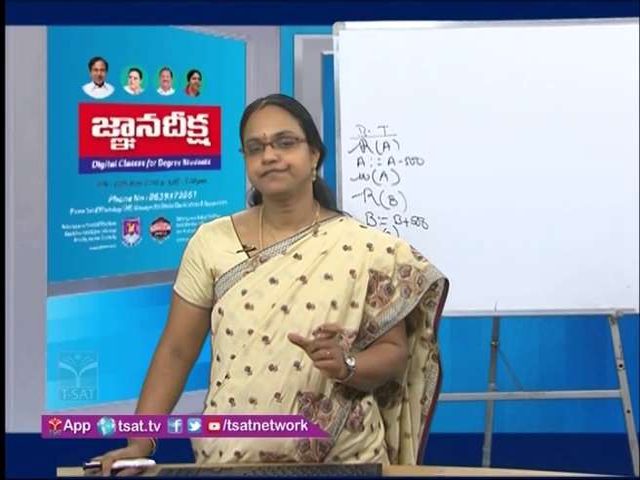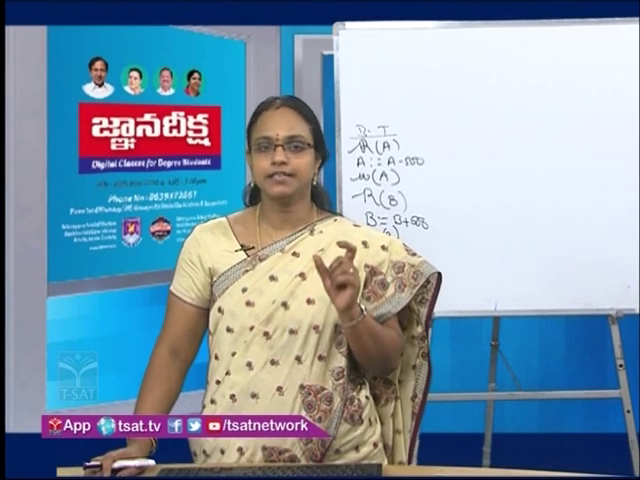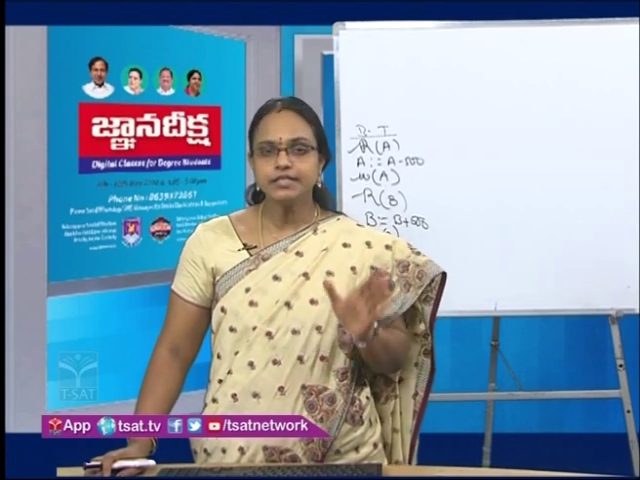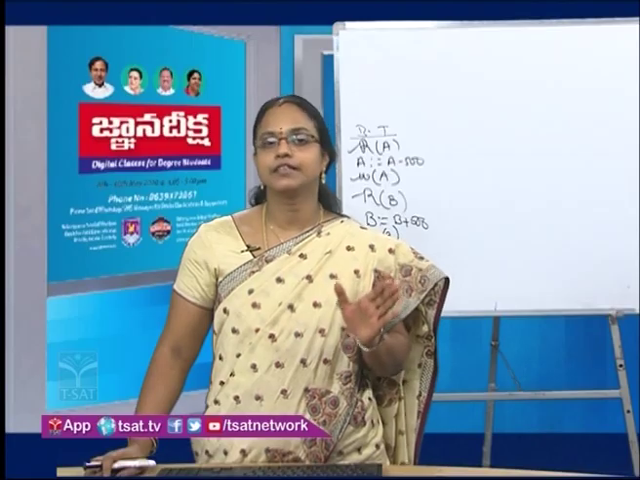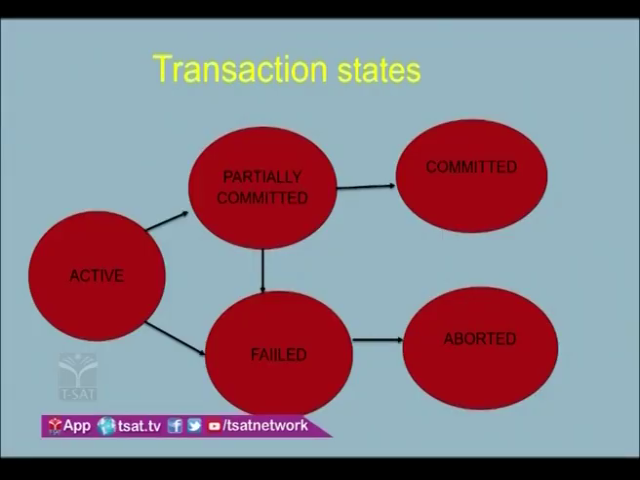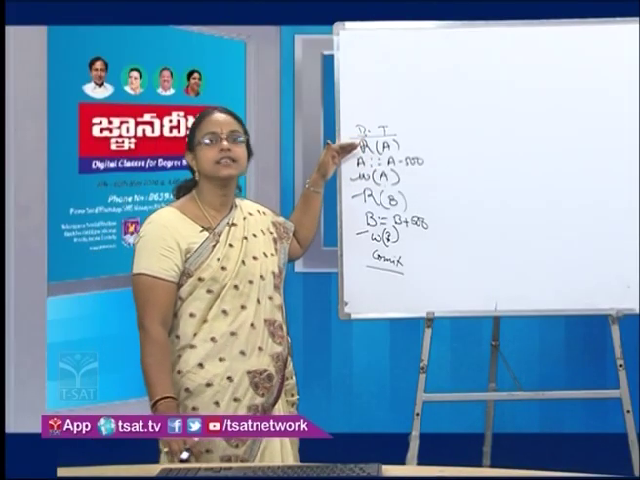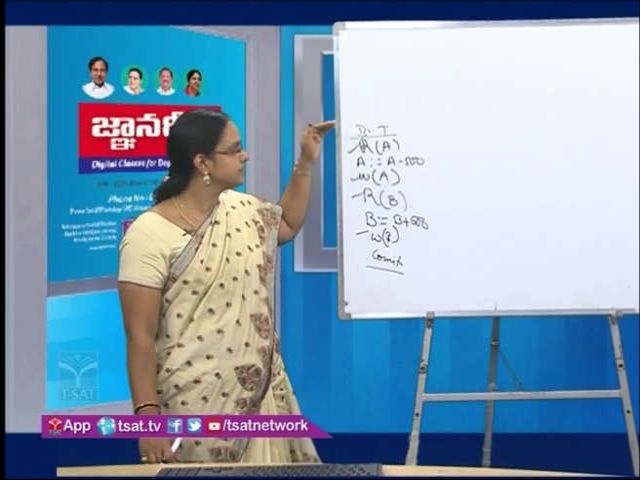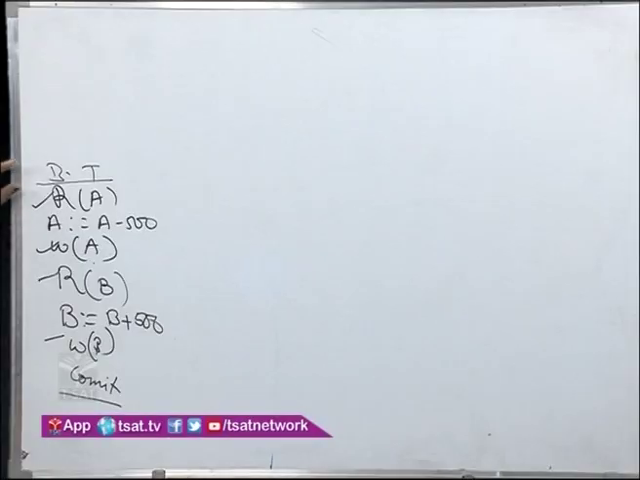In its lifetime, a transaction will be in 5 states. The first state of the transaction, we call it the active state. As the transaction begins, the transaction is in the active state. First it executes this statement, so we say the transaction is in the active state.